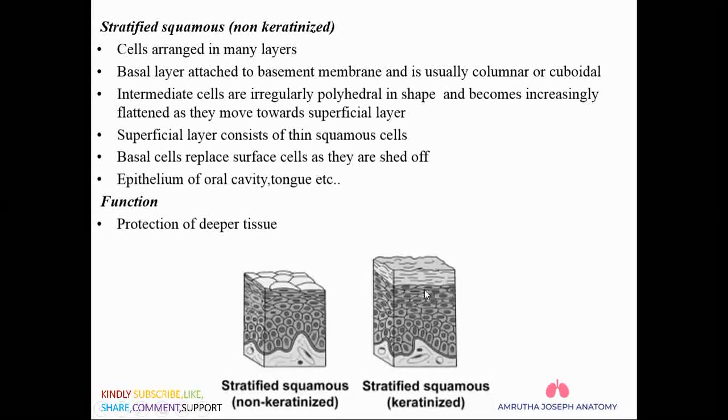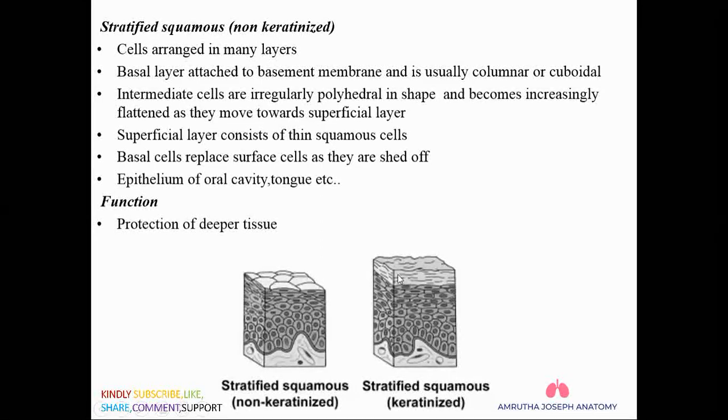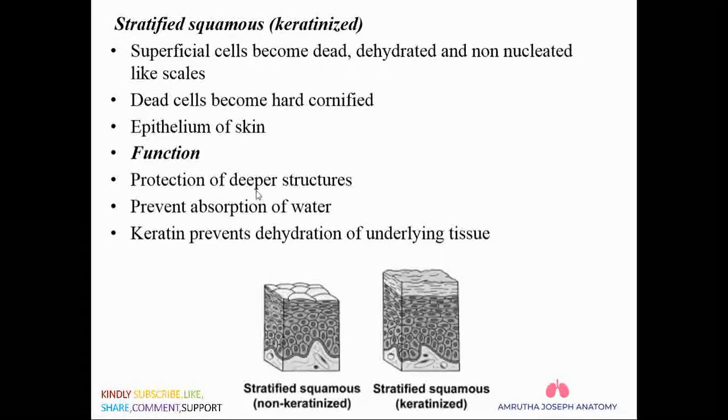Now look at this diagram. This is showing you stratified squamous epithelium, but here an extra layer of cells can be seen, which is not seen in this one. This is called a keratinized layer. That's why I said we have a stratified squamous non-keratinized epithelium, and we have a stratified squamous keratinized epithelium. In all the other layers you can see the flat cells here, and here also you can see the flat cells, but here there's an extra layer which is called keratin. So let's see that. The next epithelium is stratified squamous keratinized epithelium.